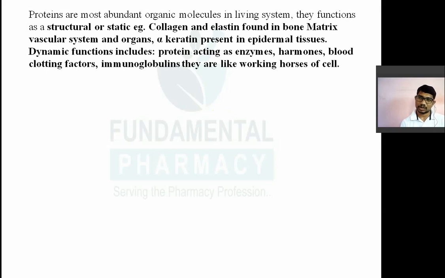Their functions may be divided into two types. They will have either structural or static function, or dynamic function. Structural or static function in the sense that all the protein molecules are the building blocks for the human body. Whatever your body organ is, that is made up of protein. For example, internal organs are supported by external organs, and these are nothing but proteins. So they are the structural building blocks of your body.